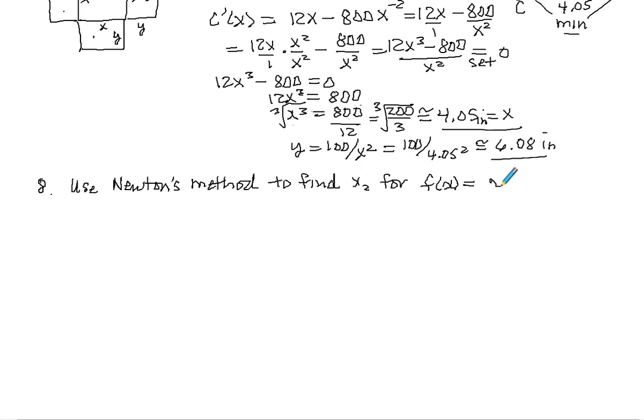equals x squared plus x minus 3. And let's do this with x0 given to be 1. So this means that our first approximation, our first guess to the root for this function is 1, and we want to use the iteration formulas to find x2.